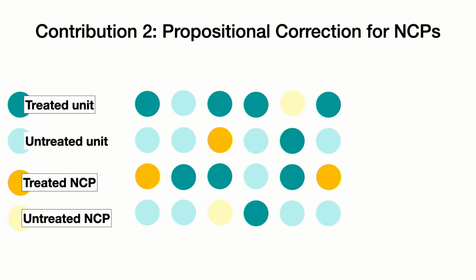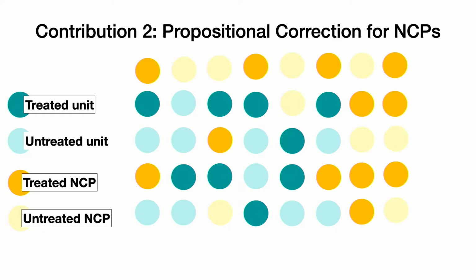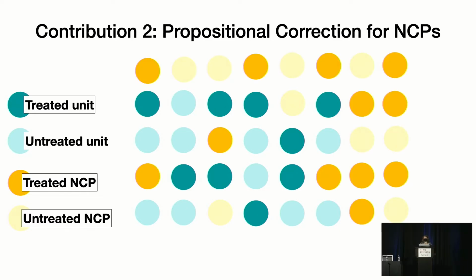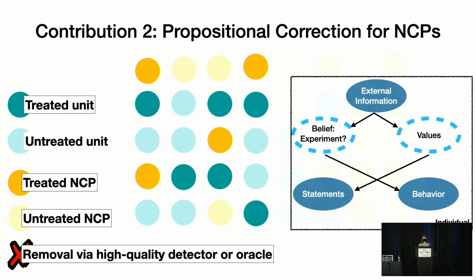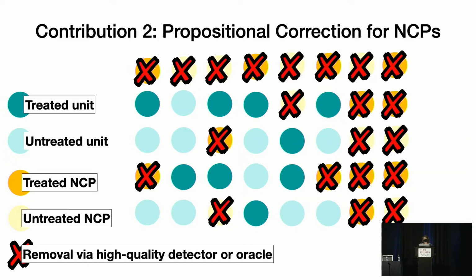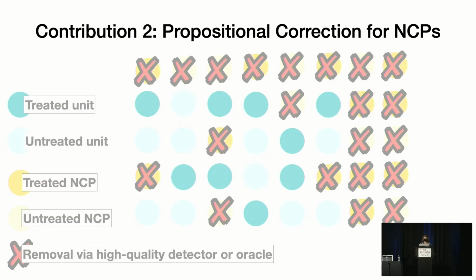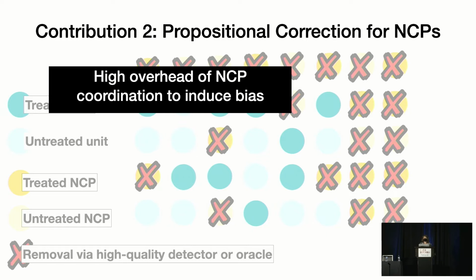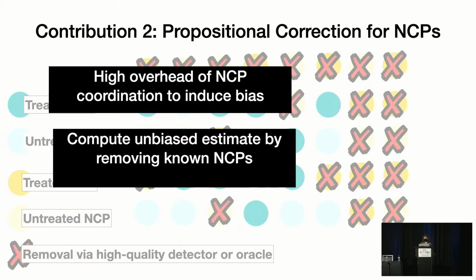In the propositional setting, if I have only a small number of NCPs in my population, this may induce a small amount of noise in my estimate, but I may not be too concerned about the presence of these participants. However, if there's a large number of these participants in my population, then I may be concerned about bias that's induced by their behavior. However, if I have access to something like a statement that signals intent to participate in this way, then I can remove all of the non-cooperative participants and retain my unbiased estimate of the outcome of interest. So in the propositional setting, there's a high overhead of NCP coordination to induce bias, and we can compute unbiased estimates by removing known NCPs from the population.